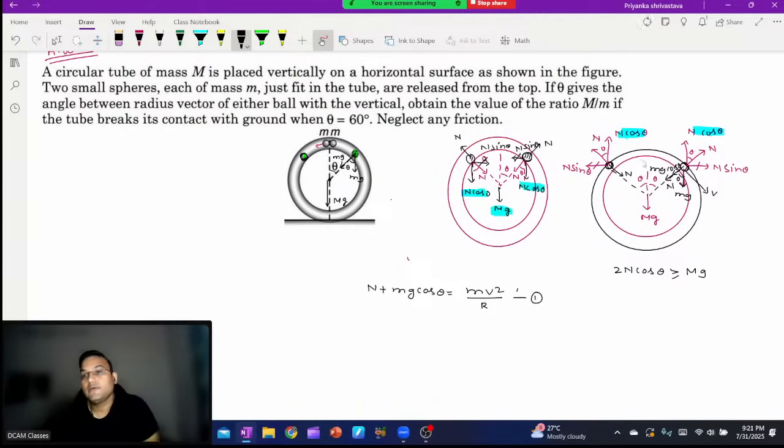And now to get the value of v, you will need conservation of energy. That is, this point is r minus r cos theta. So mg r into 1 minus cos theta. I'm using this h. This h is equal to r minus r cos theta.